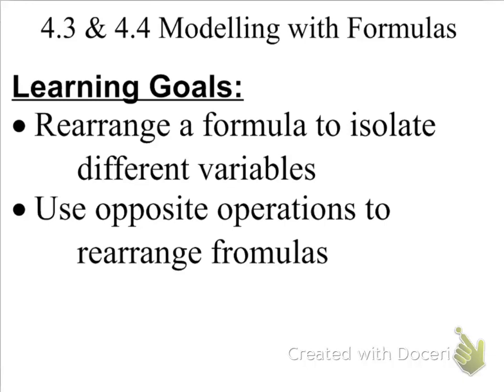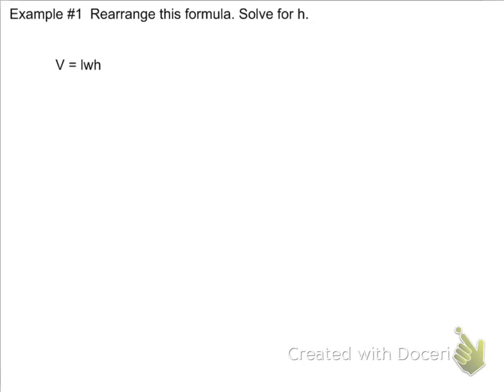So today's lesson, 4.3 and 4.4, involves modeling with formulas. The goals are to rearrange a formula to isolate different variables, and we're going to do this using opposite operations. First example, rearrange this formula, solve for h. Everyone should be able to identify that the letter h is right here. And just like we did the other day, we're going to use a flow chart using opposite operations.